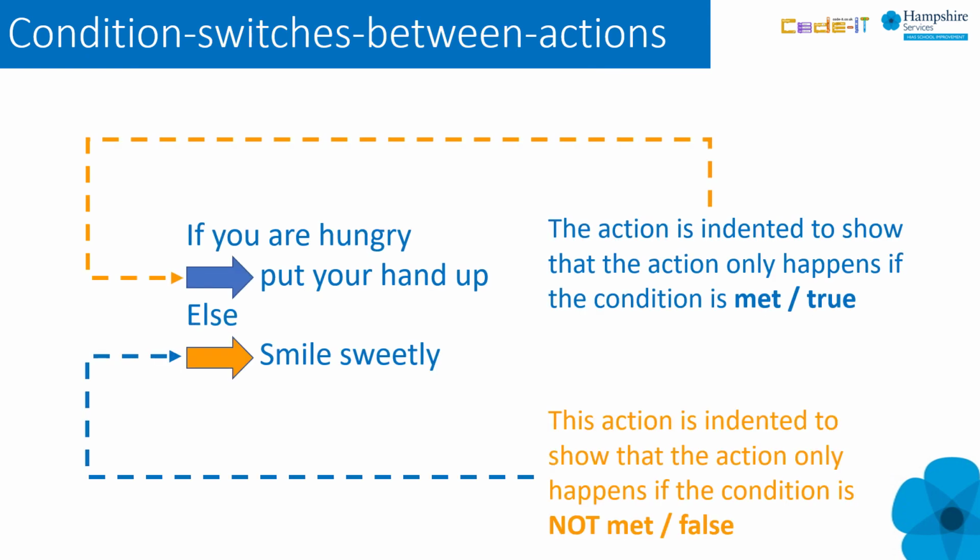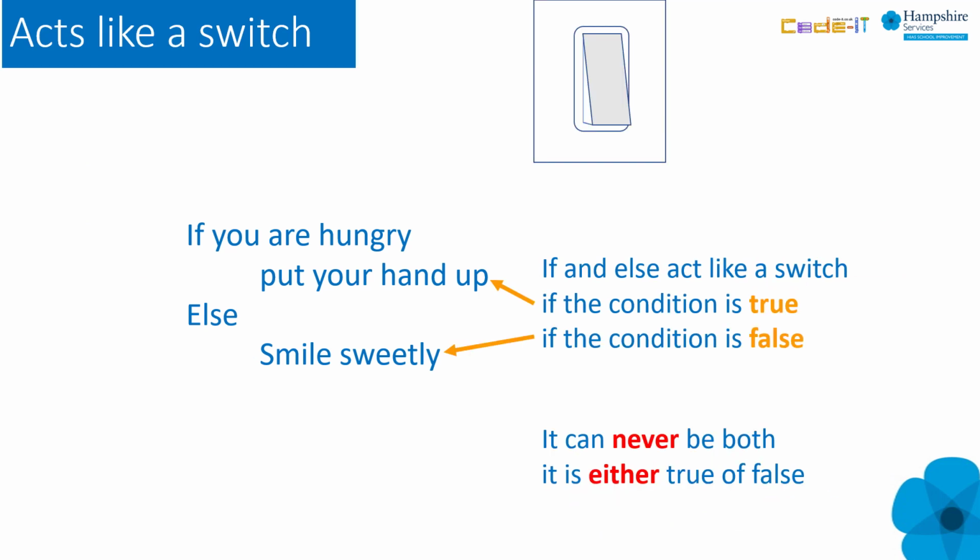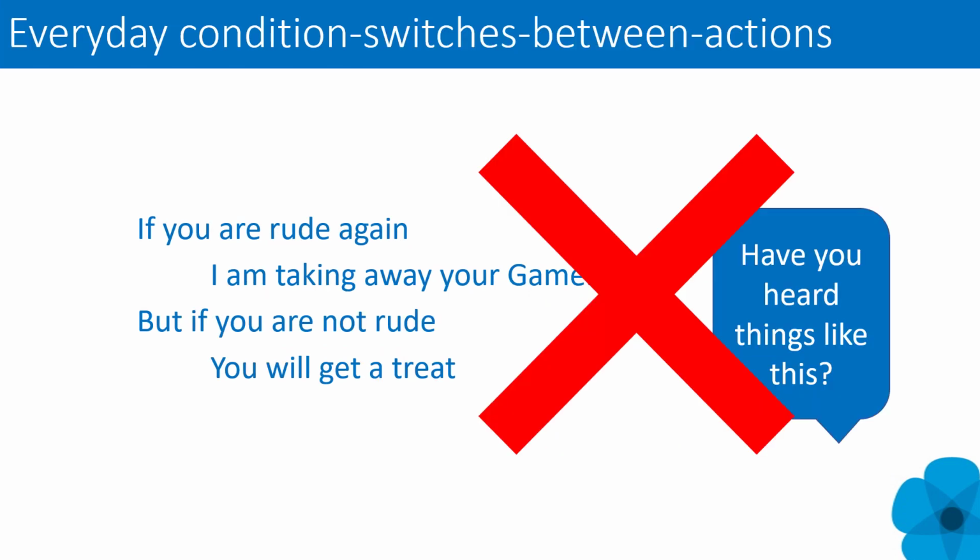The most important difference between a condition that starts actions and a condition that switches between actions is that conditions that are false lead to actions as well as conditions that are true. Conditions can be both true or false. They are either one or the other when they are checked. Just like a light, it is either on or off, true or false.